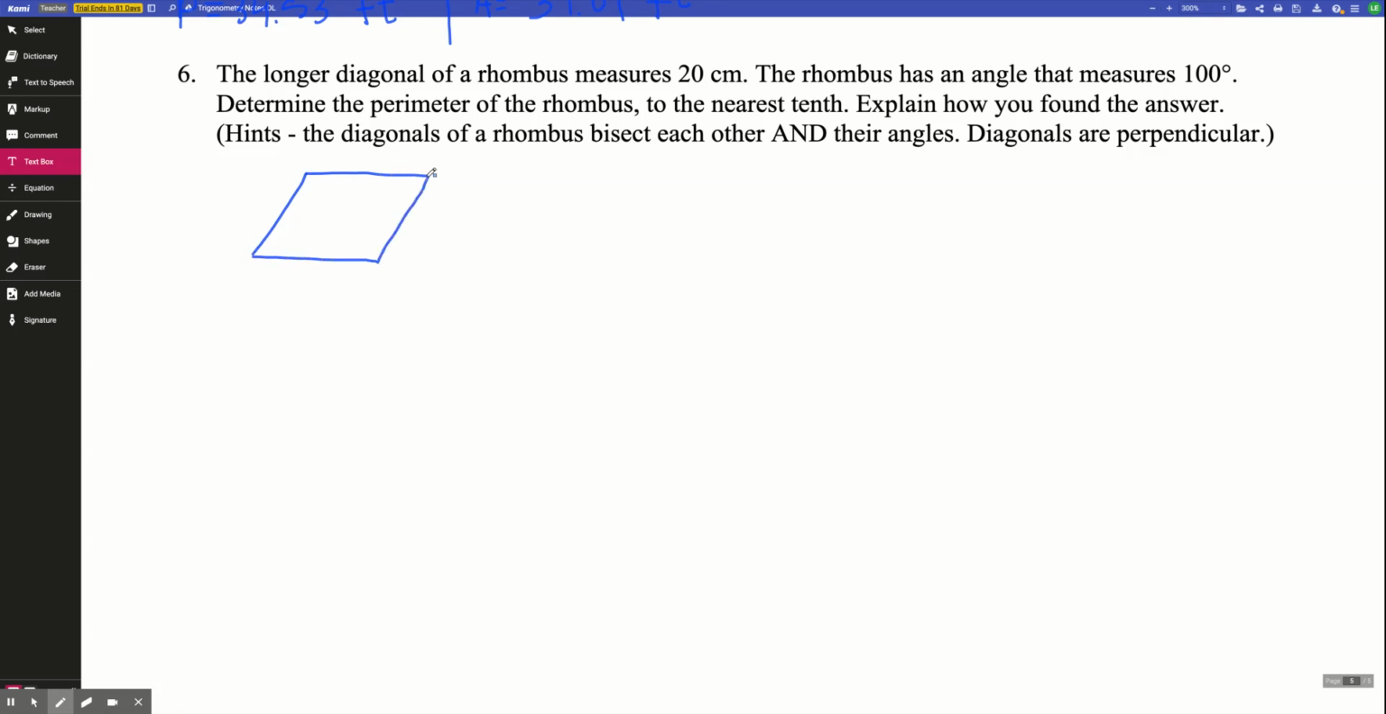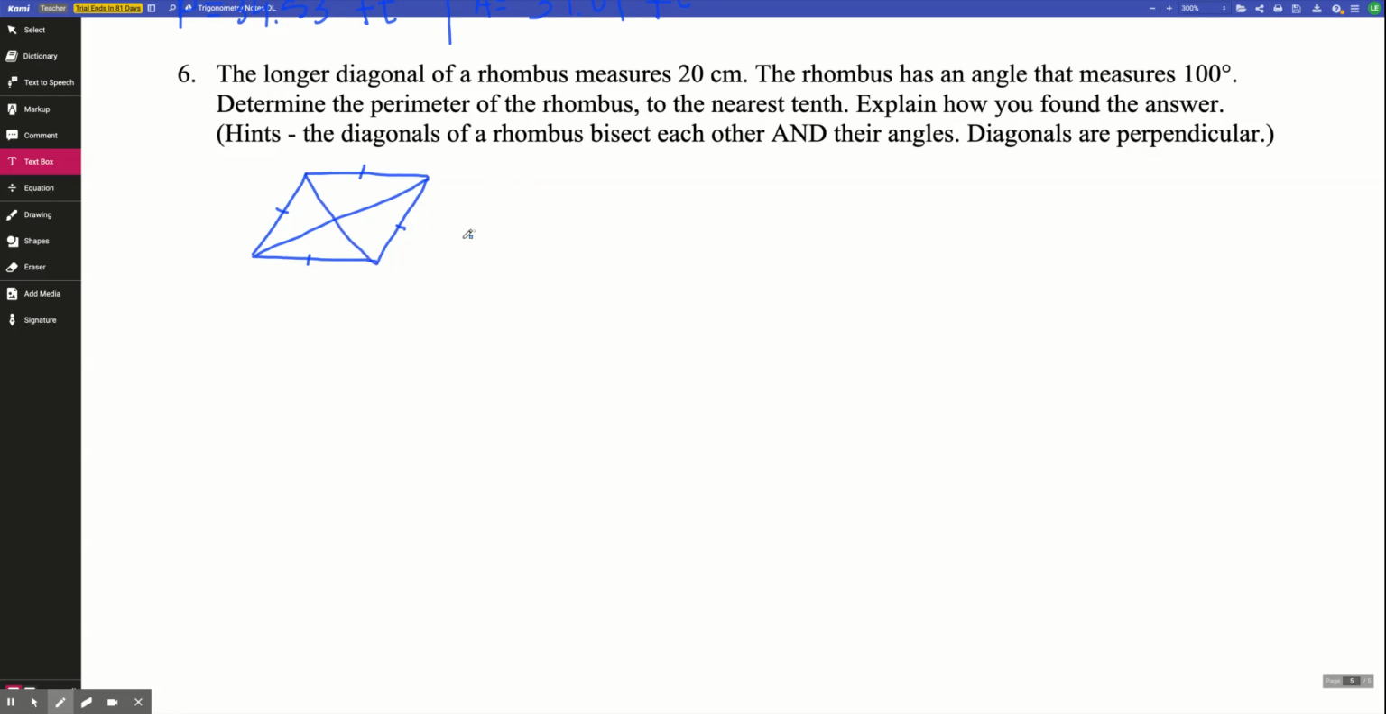Right, so remember, a rhombus is a type of parallelogram where all four sides are the same length. So like this side, this side, this side, and this side are all the same length. Okay, and it has a couple of other properties which I listed for you here. But the question is talking about diagonals. So let's go ahead and draw the diagonals in. Okay, so there's one diagonal. And then here is the other diagonal, okay?